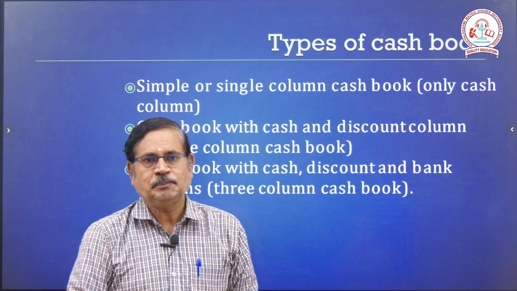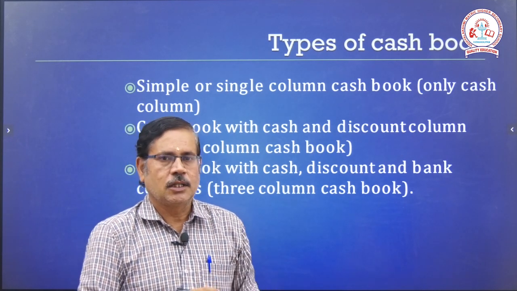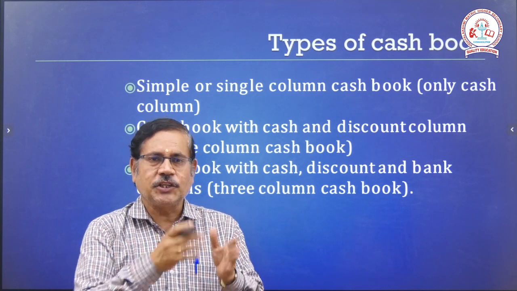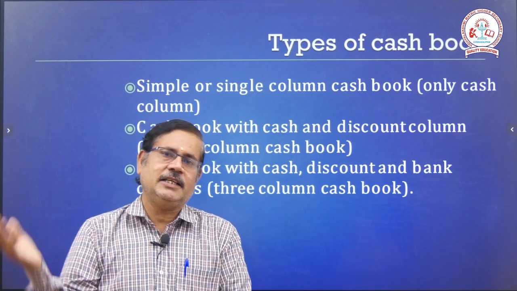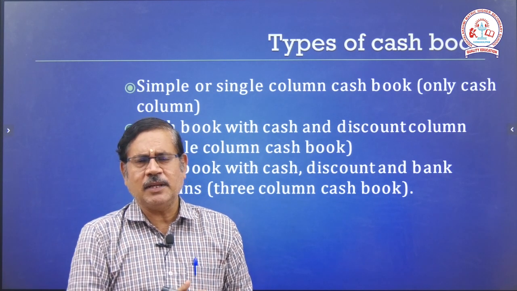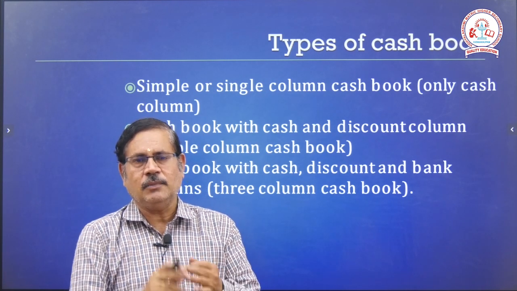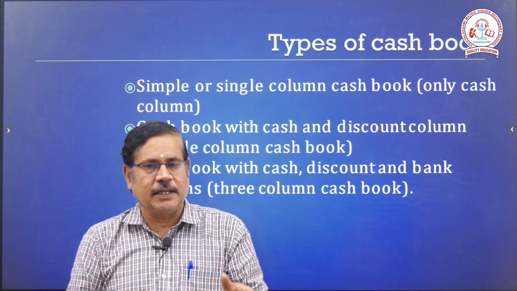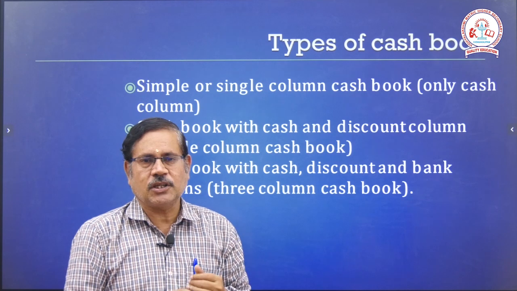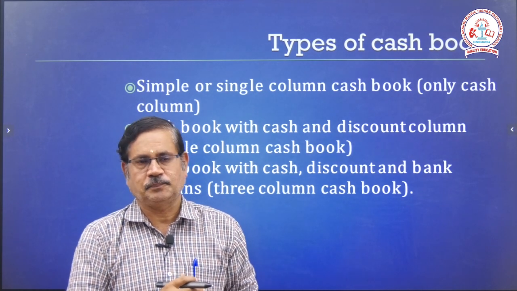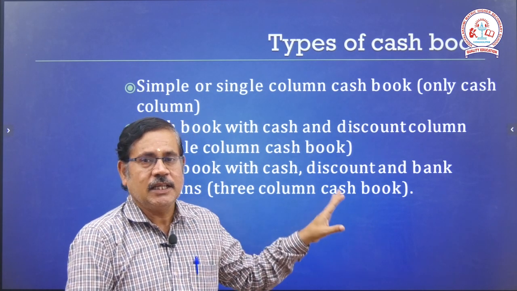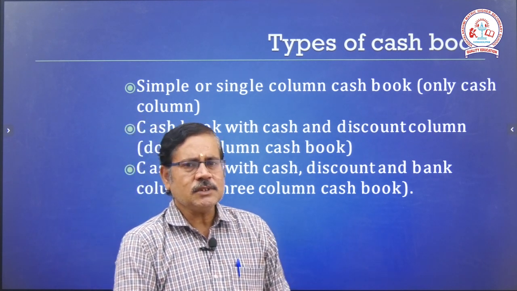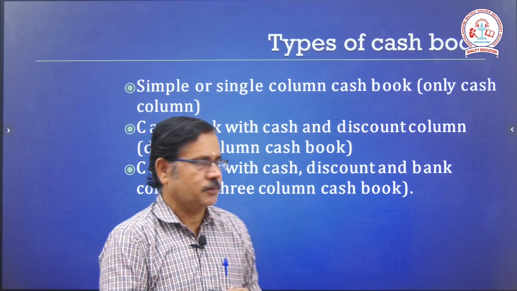Next we will go for the triple column cash book. In the triple column cash book, the same cash book has three columns on the debit side and likewise on the credit side. On the debit side we create a cash column, bank column and discount allowed column. On the credit side, that means the payment side, we create a cash column, bank column and discount received column. Okay. So, these are the three types of cash book. Now, we go for the first one, the simple or single column cash book.